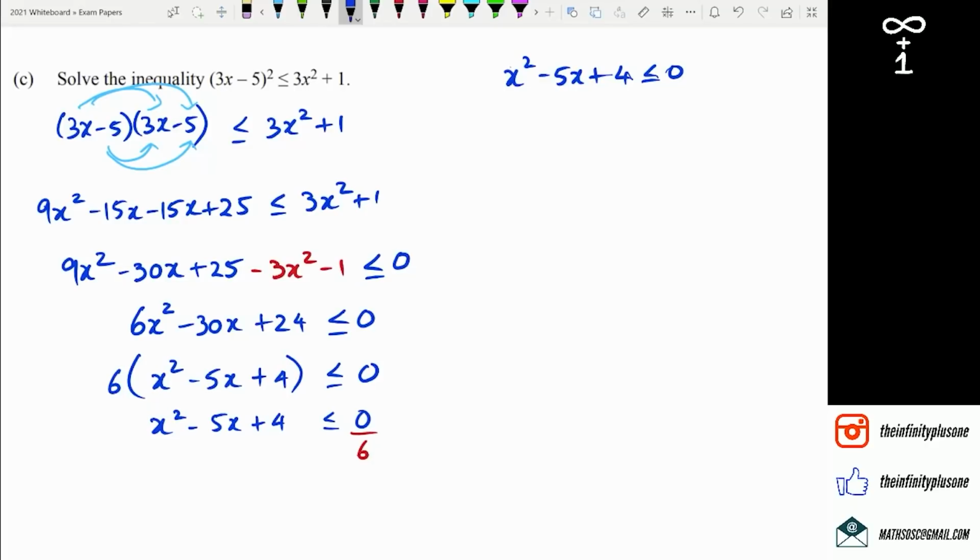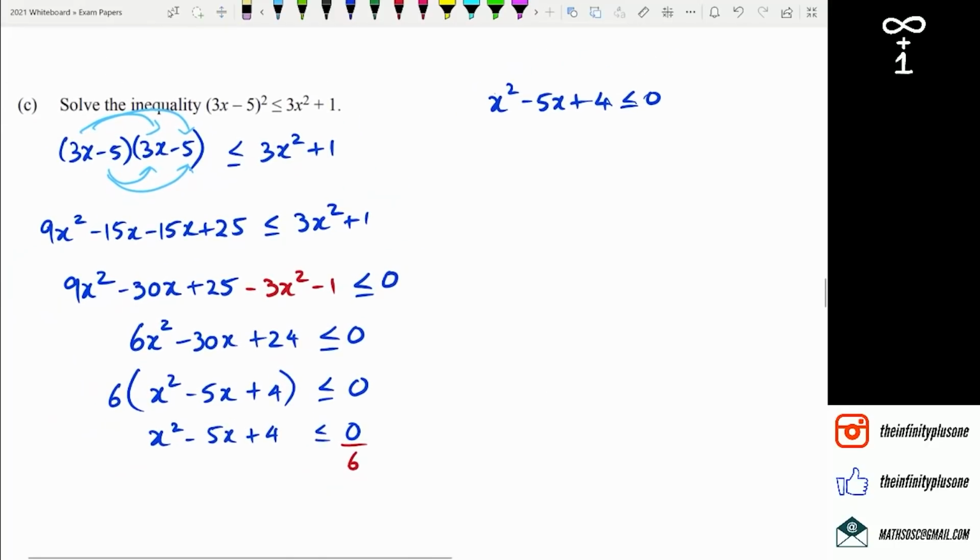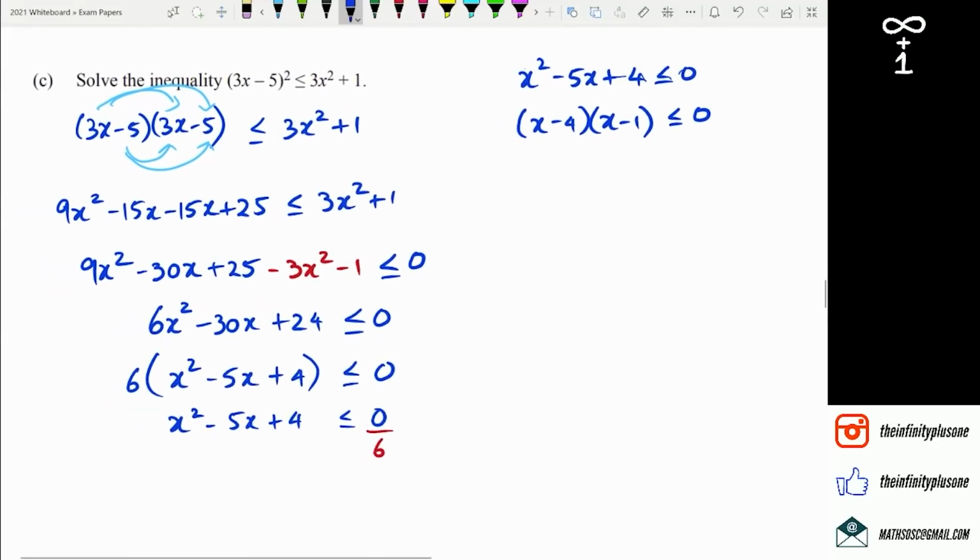Now, once we have this, what we need to do is factorize this. So what do we got? We've got 4 and negative 5. So it's just going to be (x minus 4)(x minus 1) is less than or equal to 0. Now, once again, if you guys have been catching up with my tutorials, you know how to solve this inequality with quadratics.